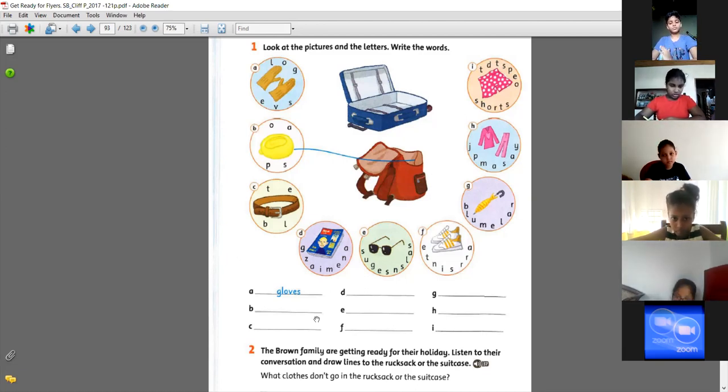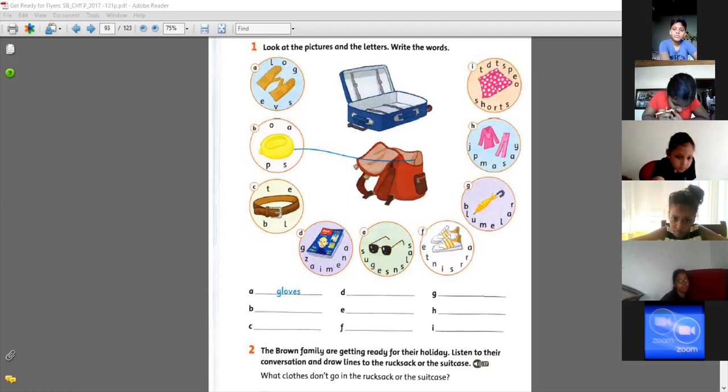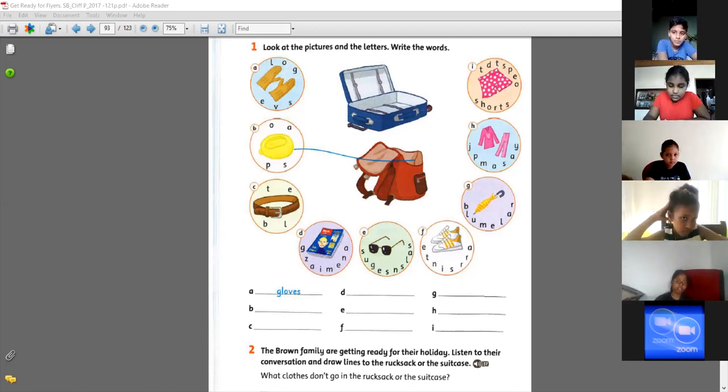Listen again. Listening 37. The Brown family are getting ready for their holiday. Listen to their conversation and draw lines to the rucksack or the suitcase.